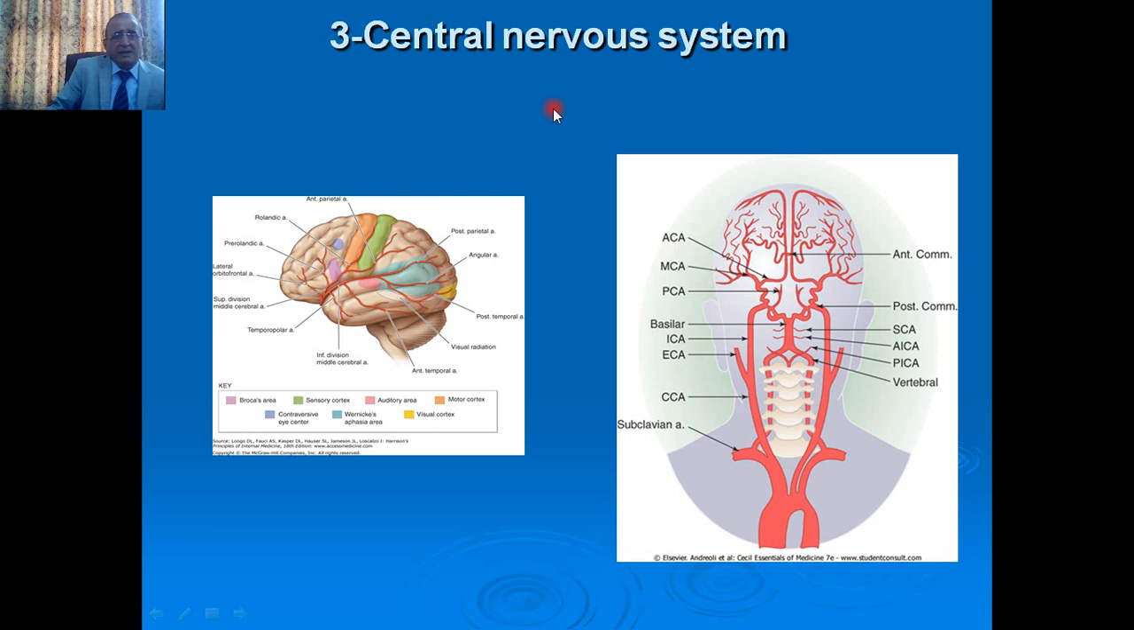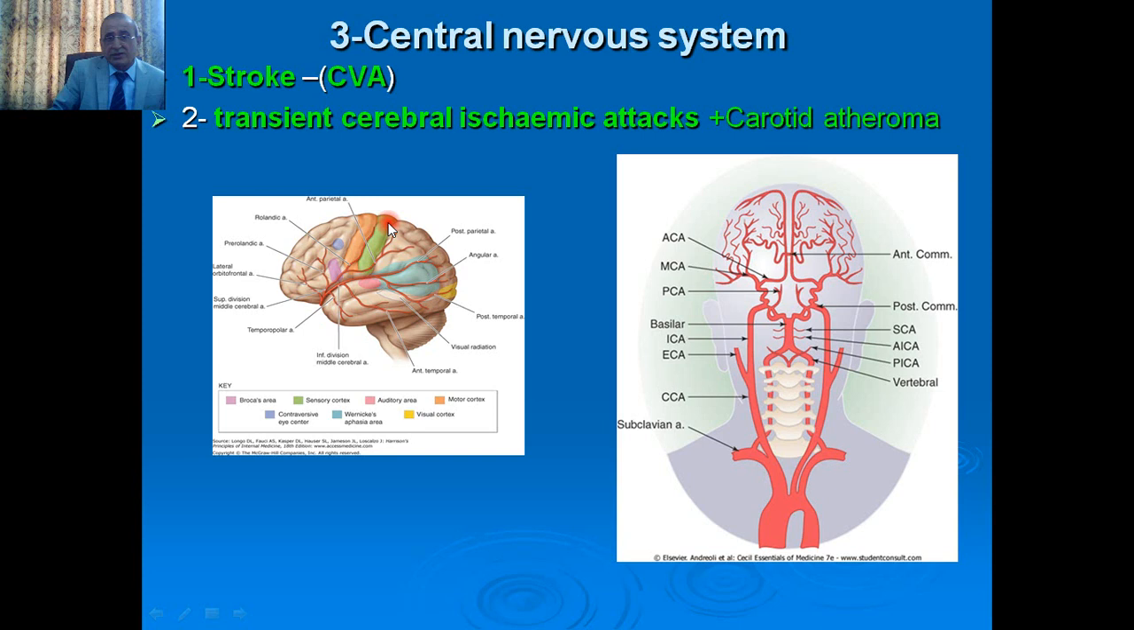The third target is the central nervous system. Of course, you know the brain has arterial supply, carotid, and then the anterior, middle, and cerebral arteries. You can have a stroke or CVA, cerebrovascular accident, by occlusion of one of these arteries by atherosclerosis, like myocardial infarction. And again, you might have transient occlusion and carotid atheroma. This is called transient ischemic attack, somewhat like angina in the heart and infarction.